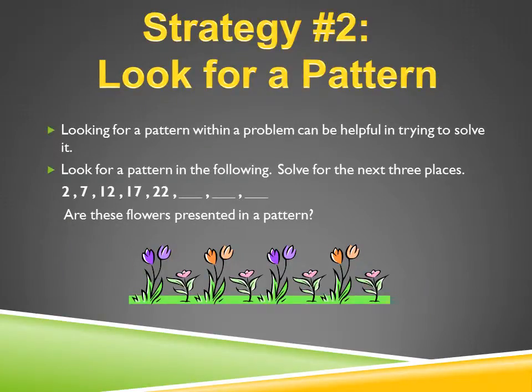Strategy 2 is to look for a pattern. Looking for a pattern within a problem can be helpful in trying to solve it. Let's look for a pattern in the following. Solve for the next 3 places. 2, 7, 12, 17, 22, blank, blank, blank. Are these flowers presented in a pattern?